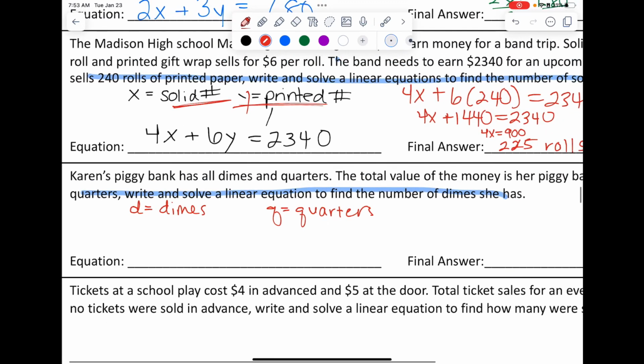But we don't have our unit rate, because we want to know how many dimes and how many quarters she has in her piggy bank. But we don't have our unit rate, and that's because these coin problems are very standard. They show up a lot. When you see them, you're going to be like, oh, the typical coin problem.